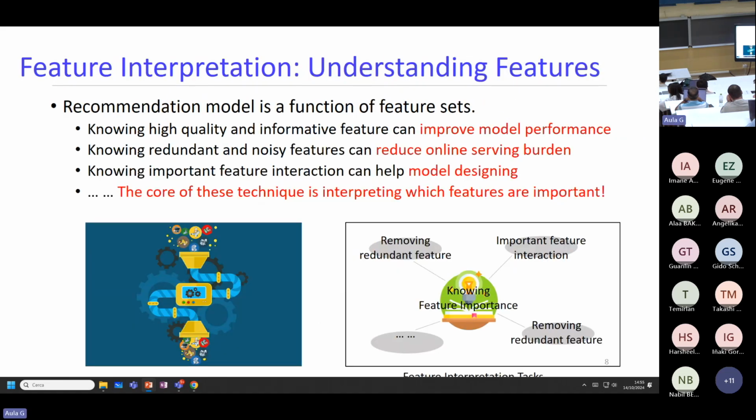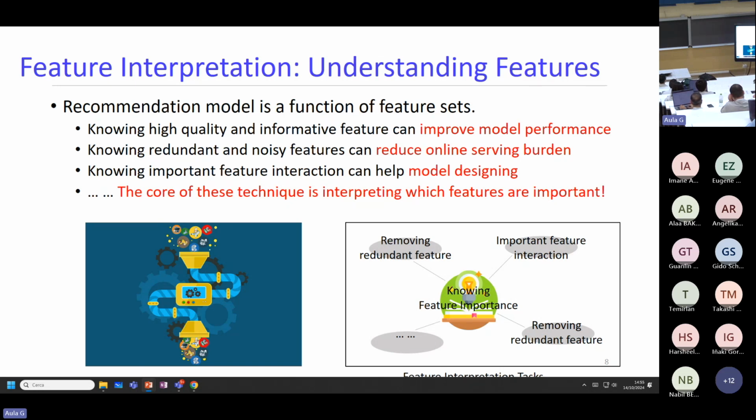Feature interpretation is crucial for understanding how features contribute to the performance of recommendation models. The recommendation model operates as a function of feature sets, meaning the quality and selection of these features directly impact its effectiveness. By identifying high quality and informative features, we can significantly enhance model performance and provide more accurate recommendations.